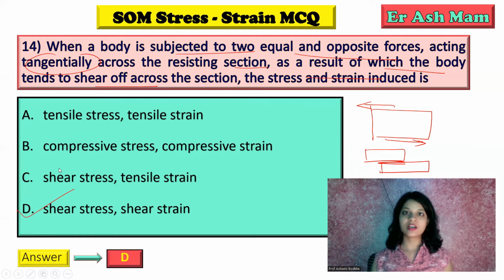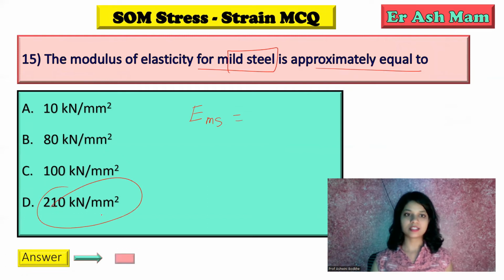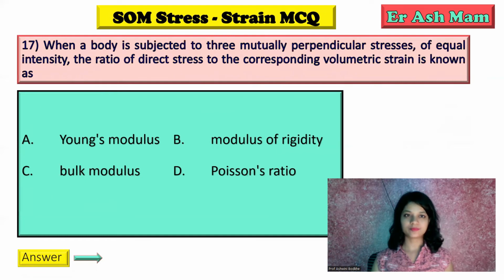D, shear stress and shear strain will induce. The modulus of elasticity of mild steel is equal to 210 kilonewton per meter square. Answer is D. The Poisson's ratio for steel varies from 0.23 to 0.27. Answer A is correct here.